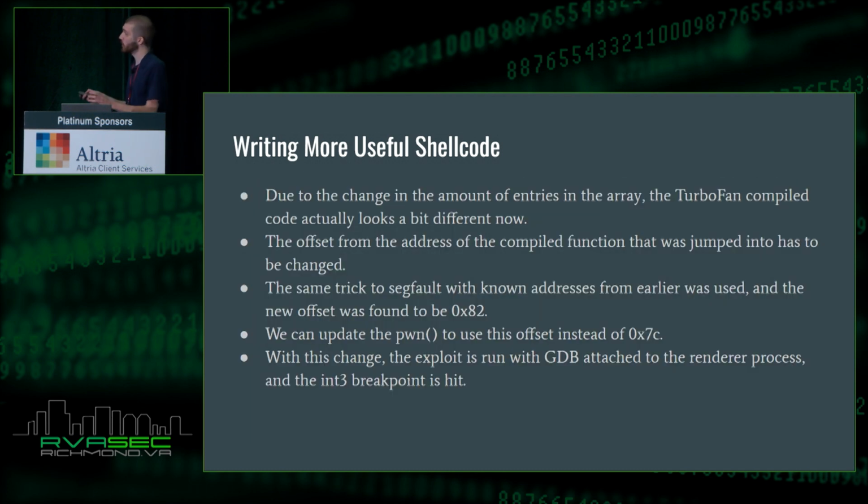So there are some twists here. Due to the amount of entries in the array, the turbofan compiled code actually looked different. So instead of the first immediate value appearing 0x7c bytes in, it's actually 0x82 bytes in. So things were tweaked and modified for that. We used the same method as earlier to work out where we were. And so that modification was made, and the exploit is rerun now with this shellcode.